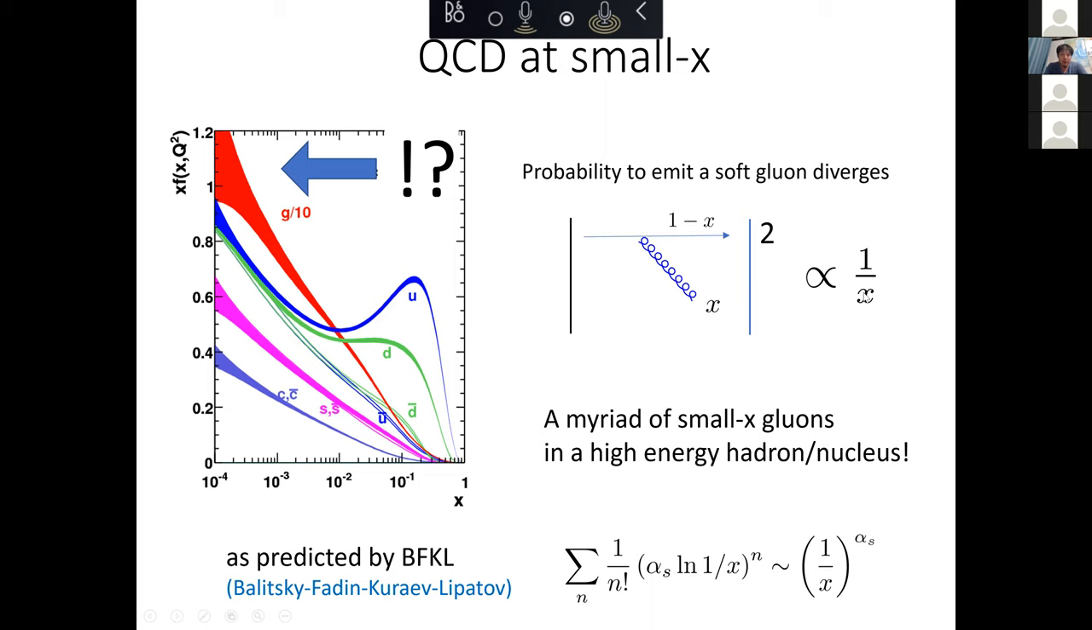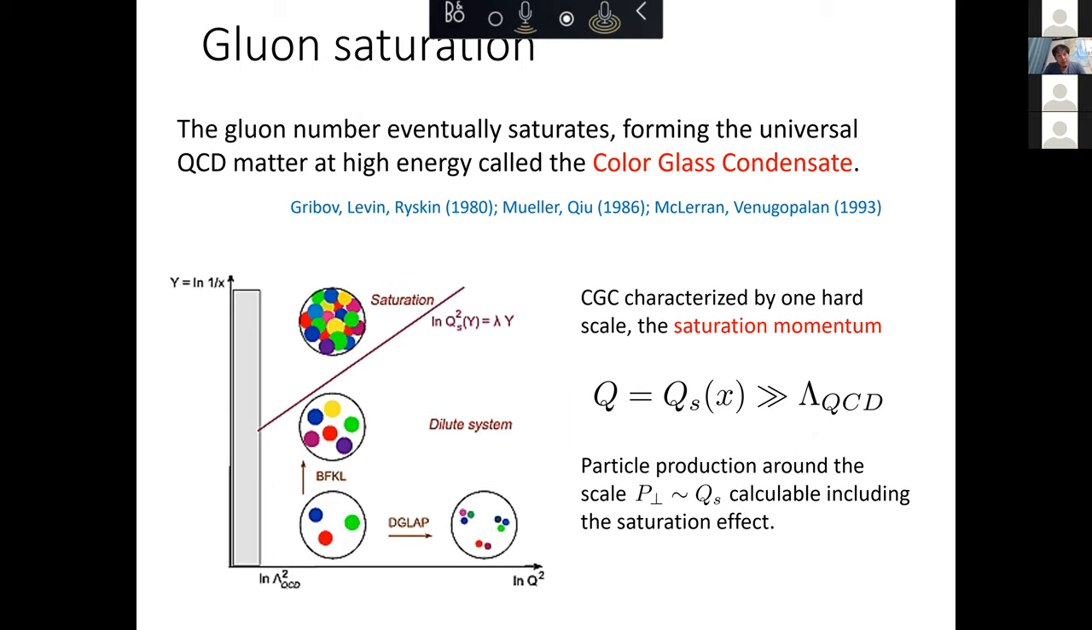And this growth has actually been predicted, based on this one loop and also the resummation by the BFKL. So if you go to the small x region, the proton wave function is fully packed with gluons. But of course, this growth cannot continue forever because it would violate unitarity. At some point, the number of gluons saturates because of self-interaction and eventually forms the universal QCD matter at high energy. It's called the color glass condensate.